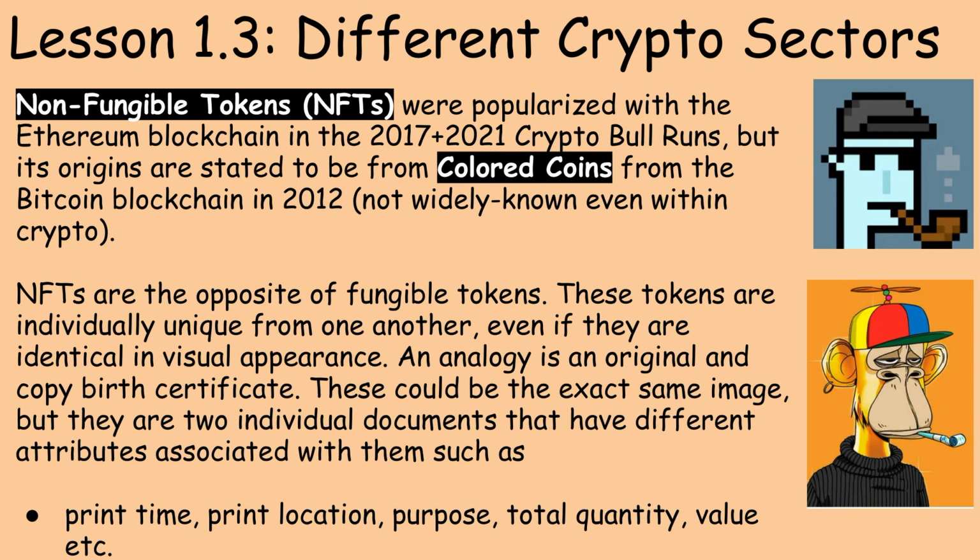An analogy is an original and a copy of a birth certificate. These could be the exact same image with the exact same person's name on it, time, parents, signature, whatever, but they are two individual documents that have different attributes associated with them, such as the print time of each document, the print location, the purpose, the total quantity, the value, etc. And so in this case, the original and copy would be two individual NFTs, which wouldn't be interchangeable, like we just mentioned with the fungible token example before.